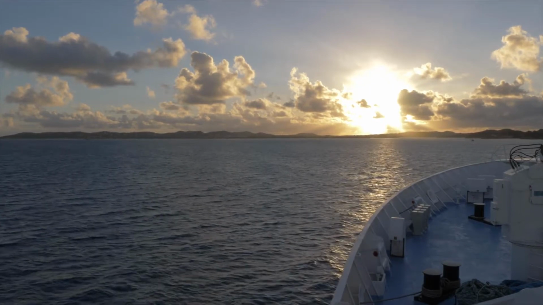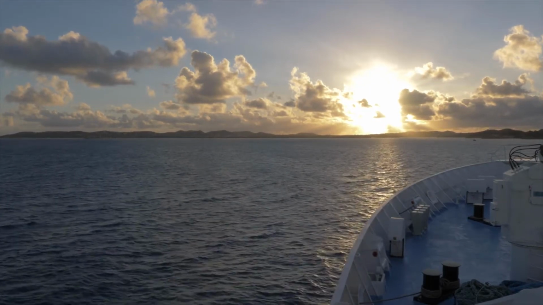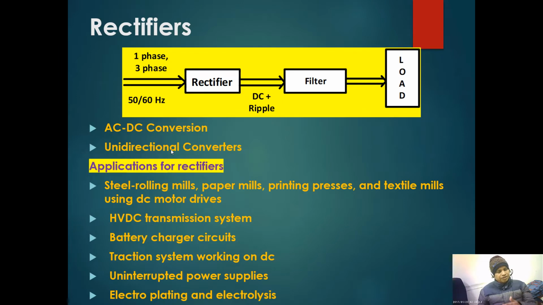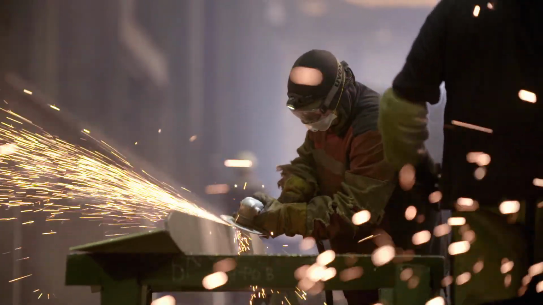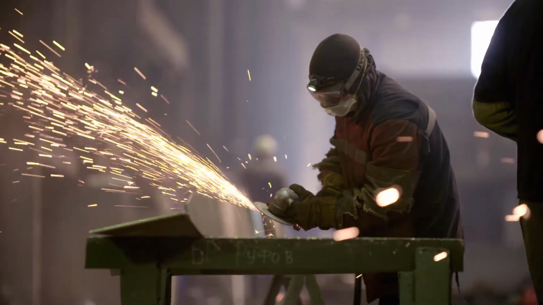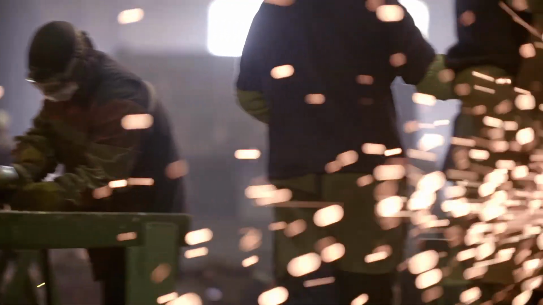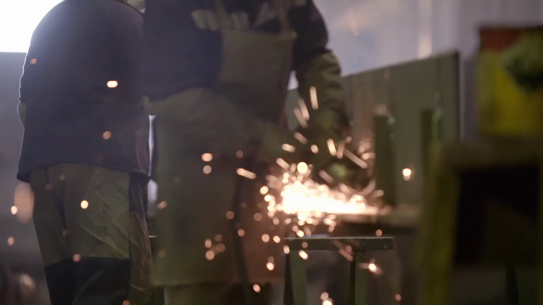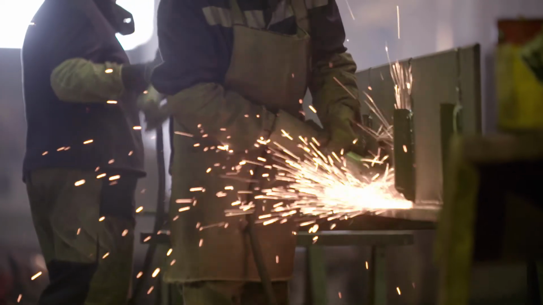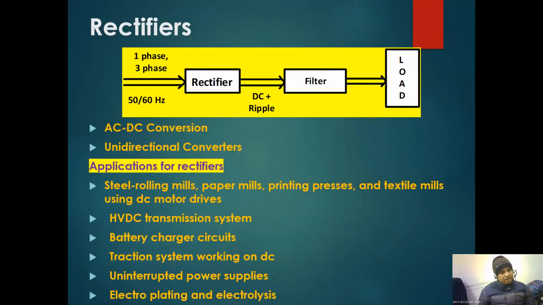Exactly similarly, this is also. Diode rectifiers are unidirectional converters. They are called unidirectional because power flows in one direction. You can see here the arrows are in one direction. There are a lot of applications in steel rolling mills, paper mills, printing presses and textile mills, using DC motor drives also, high voltage DC, battery charger circuits, traction systems, uninterruptible power supplies, electroplating and electrolysis.